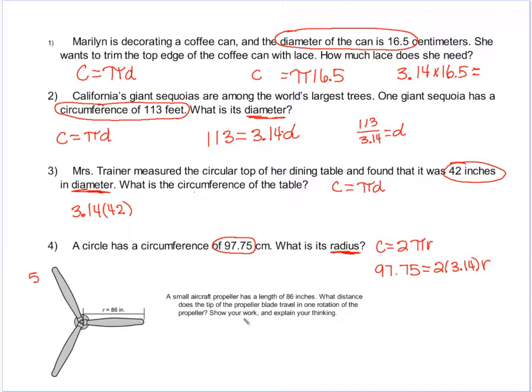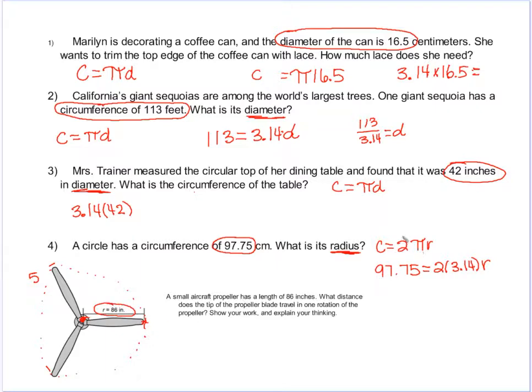Okay, number 5. A small aircraft propeller, this is a propeller, has a length of 86 inches. What distance does the tip of the propeller blade, this right here, travel in one rotation of the propeller? So what they basically want you to do is get the circumference. Now, if you were to imagine a circle all the way around this, this center spot right here is the radius. Oh, and it says so right here.